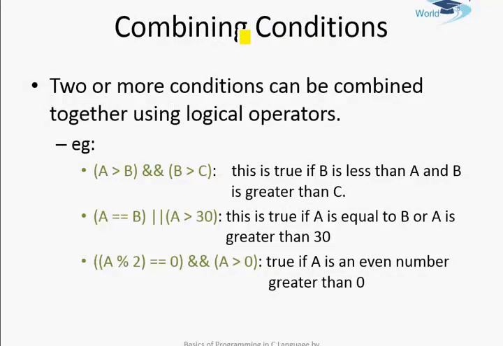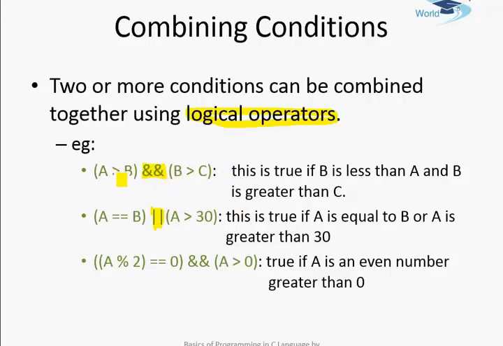Combining conditions. You can also combine multiple conditions inside your C code. To combine these conditions, you need to use logical operators, and you need to know a bit of Boolean algebra. You can combine conditions using the AND gate, OR gate, and other gates like XOR gate or XNOR gate and so on.